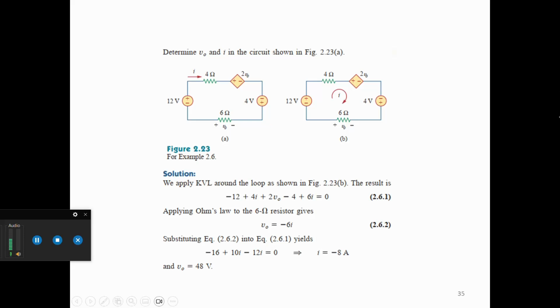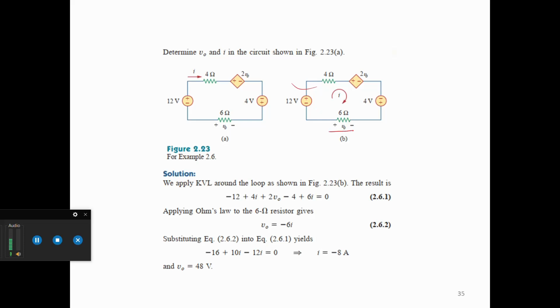Again, the second question, very important, determine the V0 and I in the circuit shown in figure 2.23. So you can see if we apply this formula here, the equation becomes minus 12 plus 4I plus 2V naught, and then minus 4 plus 6I equal to 0.